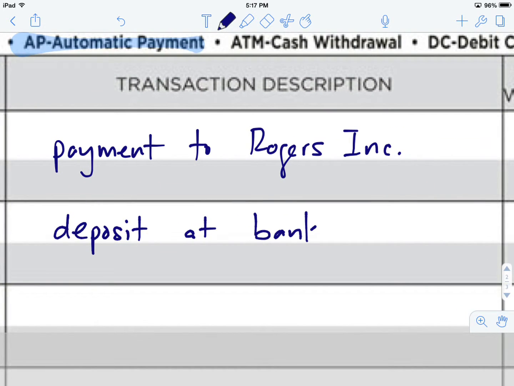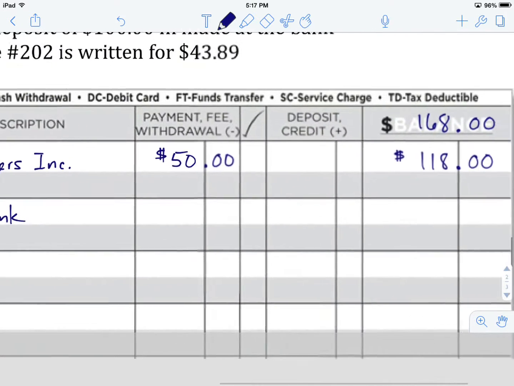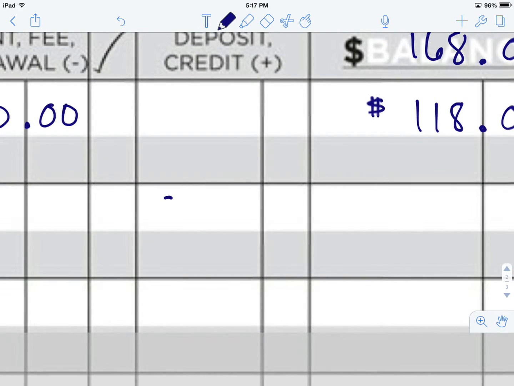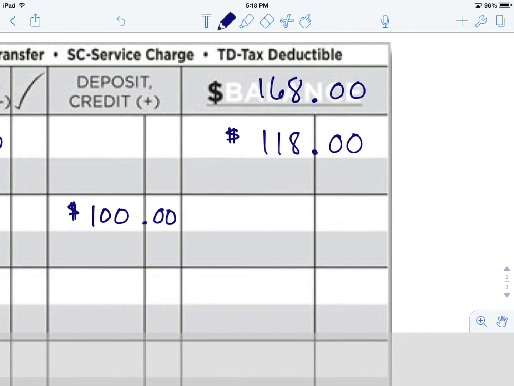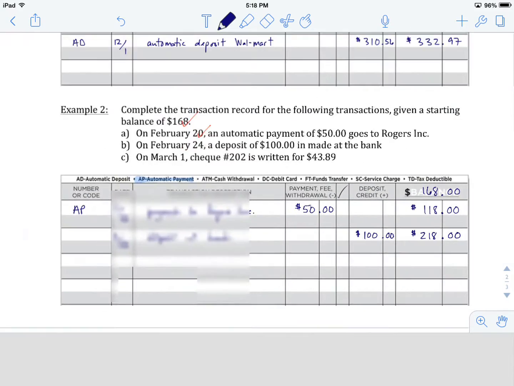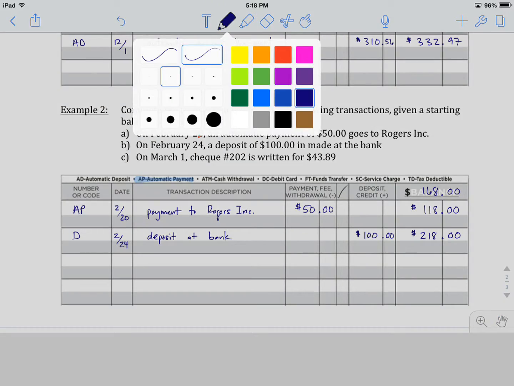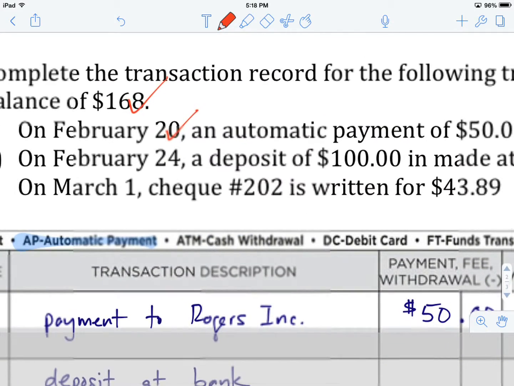And the amount, again making sure we get this in the right column, so this is a deposit, that's money coming in. It's going to be $100 coming into the account, and when we go to the end of the line to balance, that will give us $218 and no cents. And that is our next transaction complete.